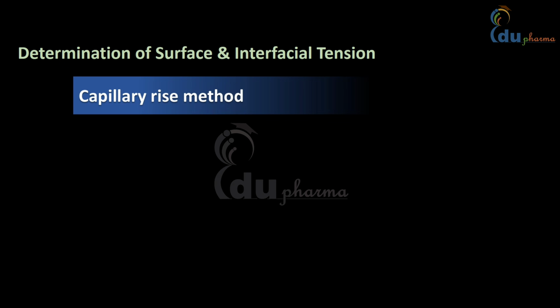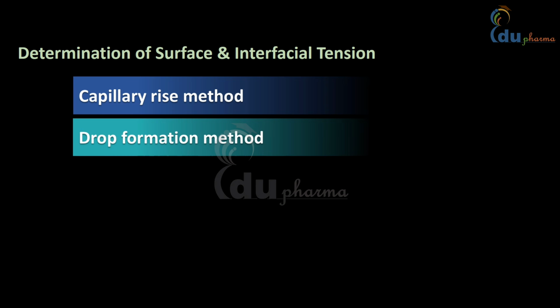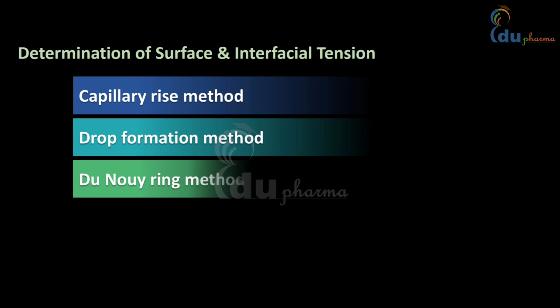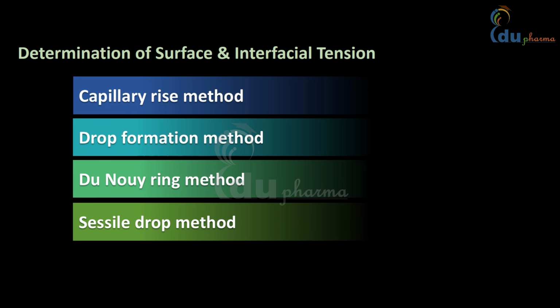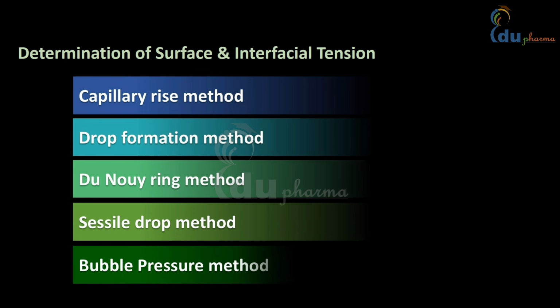Let me first show you in brief the different methods by which we can determine surface as well as interfacial tension of different liquids. These are the capillary rise method, drop formation method, Du Noüy ring detachment method, Sessile drop method and bubble pressure method. Today I will be explaining the drop formation method.